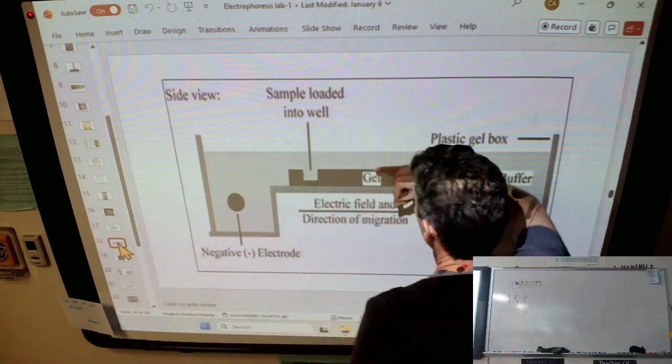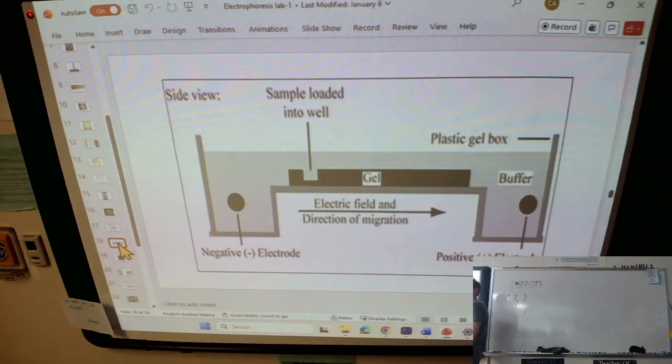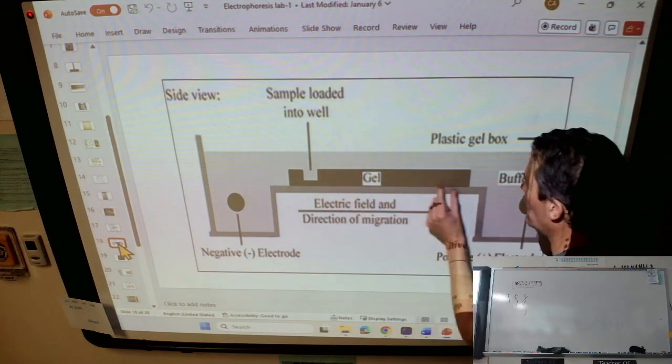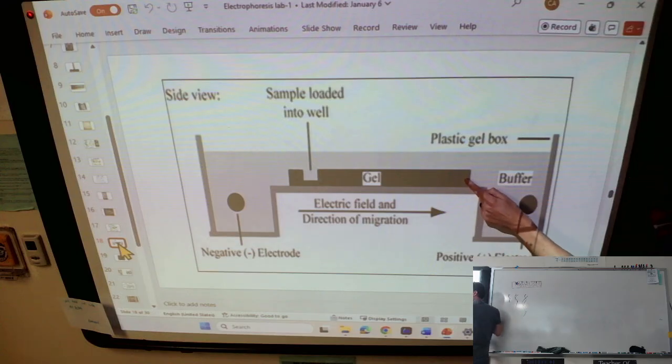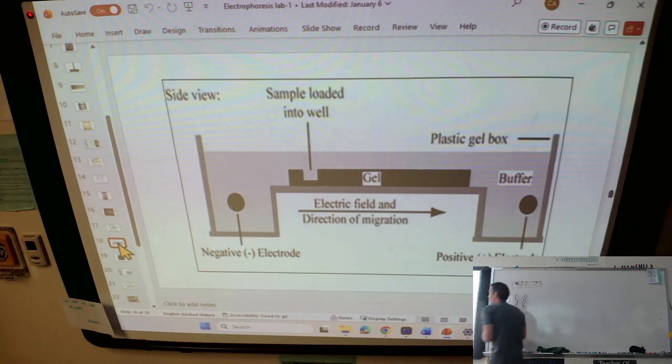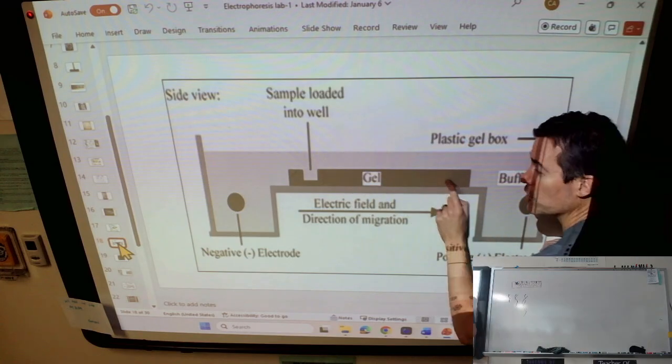What if I messed up and I put my gel in backwards? It would still run this way, but now, wouldn't I be loading my gel right here? Wouldn't it run, I don't know, a centimeter and then just leave? Yeah. So the reason I have electricity is because the positive pole attracts the negative phosphates.